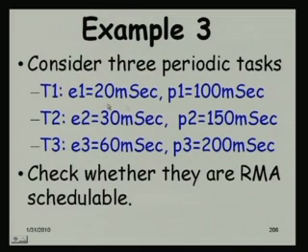So, for Liu-Layland, you will have to find the utilization and then check if it is less than n into 2 to the power 1 by n minus 1. For 3 tasks it is 3 into 2 to the power 1 by 3 minus 1, which is 0.778. Okay, so some of you found out that it is schedulable.